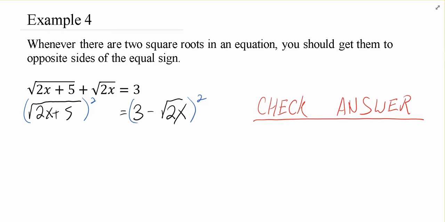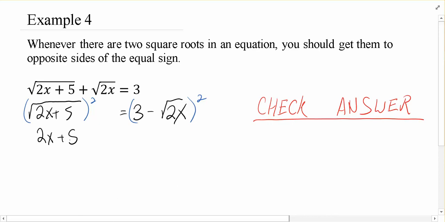The left side is the easy side to square in this case, because we're just squaring a square root, so you just get the stuff underneath. But on the right-hand side, this is where we have two terms. Because we have two terms, we're going to do the a squared, so we're going to square the first term. Then we're going to do the 2ab.